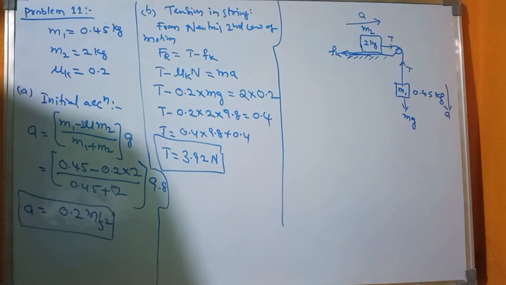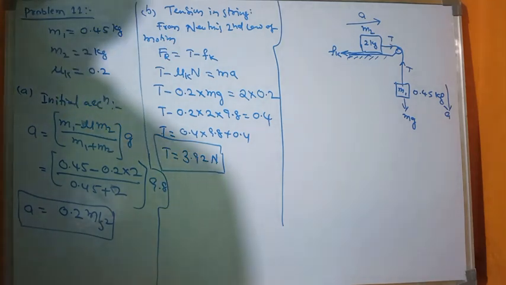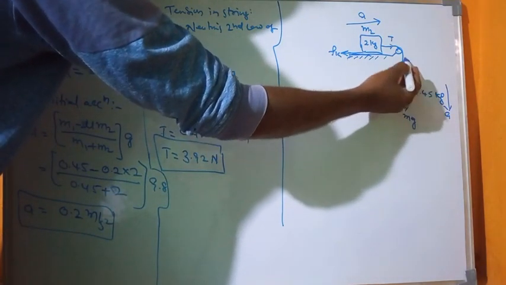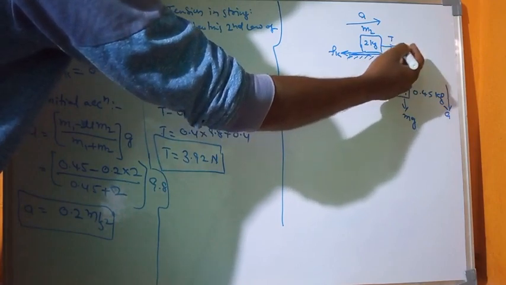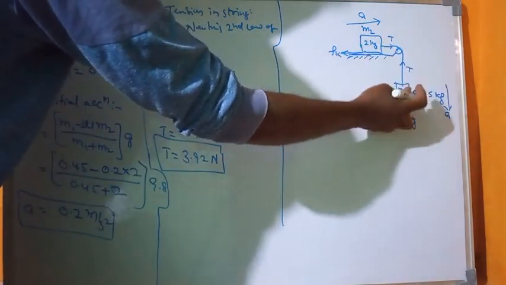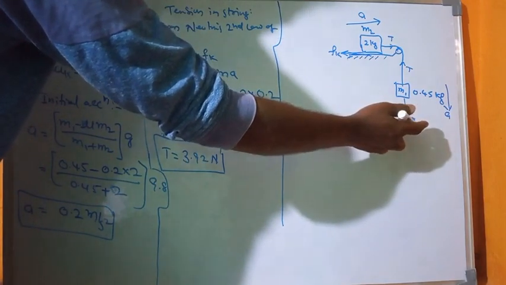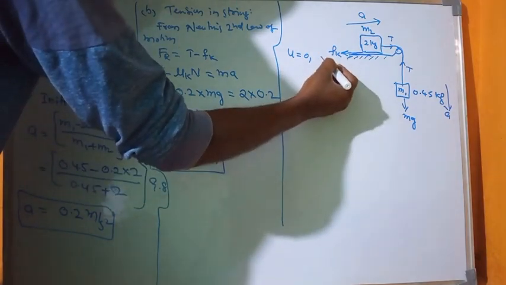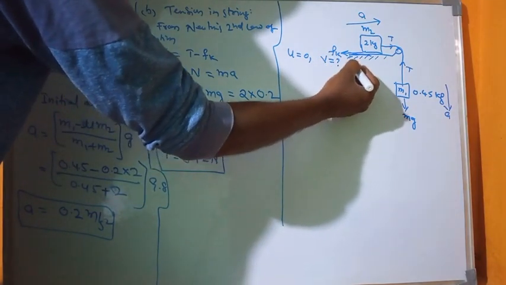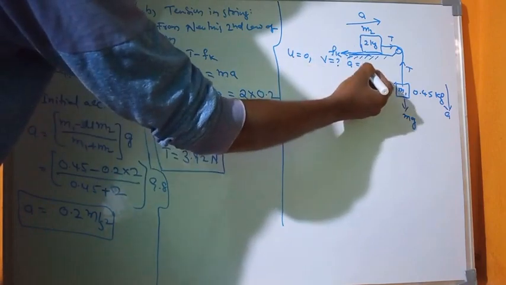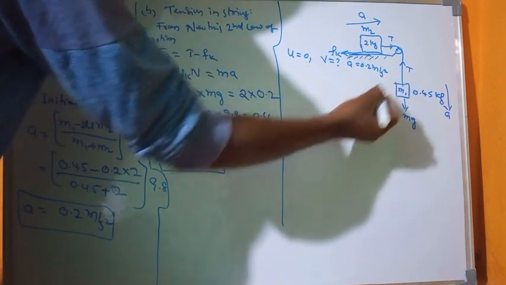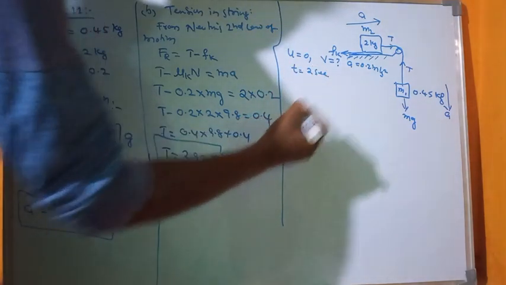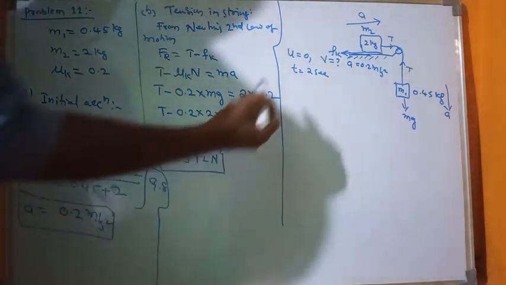For that we have to find out the distance. After breaking this string, it is moving like a freely falling body, moving in this downward direction. So its initial velocity is equal to 0, and final velocity we don't know, but acceleration we already got here, that is 0.2 meters per second square, and time is already given, that is equal to 2 seconds.